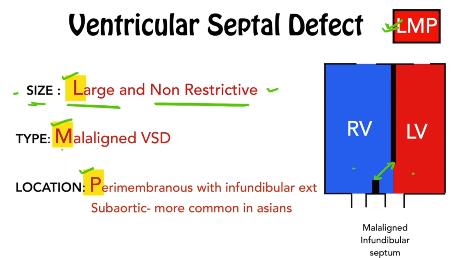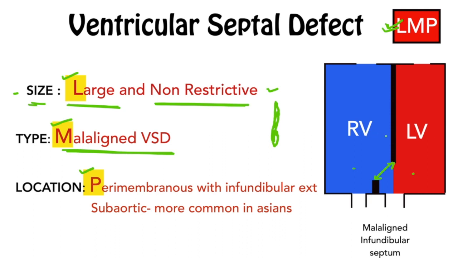Type, it is a malalignment VSD. The malaligned VSDs are different from the simple VSD. Now, if we recall some embryology, then we see that in the normal heart, the division of the conotruncus ends in alignment of the infundibular and the muscular septum. So let's say this is the infundibular septum and this is the muscular septum, then these two are aligned in a single line.